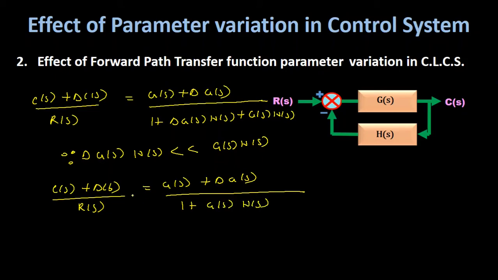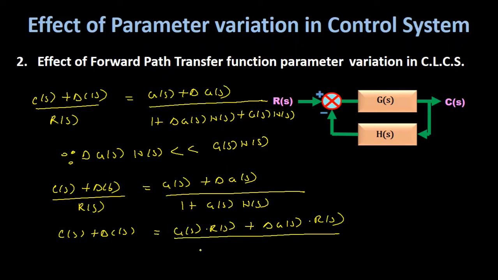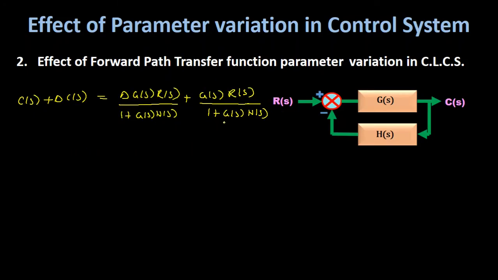Now we multiply this R(s) into the numerator of this equation. Then we'll get C(s) plus del C(s) is equal to G(s) into R(s) plus del G(s) into R(s) whole divided by 1 plus G(s) into H(s). Now the above equation can be written like this. Here we can see that one term is G(s) into R(s) divided by 1 plus G(s)H(s). So from equation number 2, this is equal to C(s).